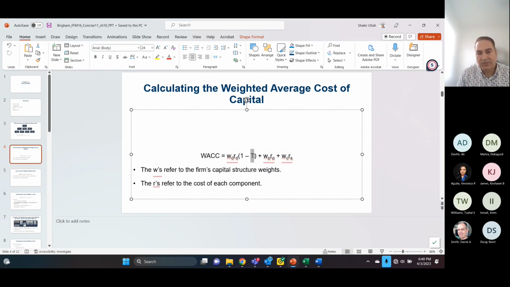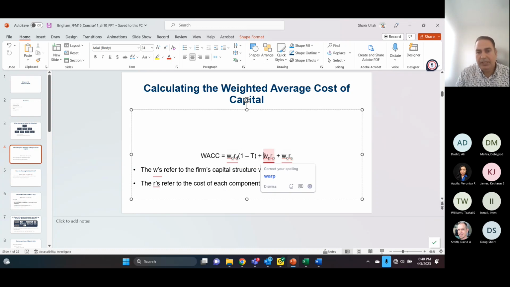And this T is the tax rate. So the weight of debt multiplied by the cost of debt and multiplied by 1 minus T. Why do we multiply this with 1 minus T? It is because the interest expense that we pay to the debt providers is actually tax deductible. So the actual cost of debt is less than what we pay to the debt holders, because whatever we pay in interest, we get some tax benefit on that. That is why, in order to find the clear cost of debt, we multiply it with 1 minus T.